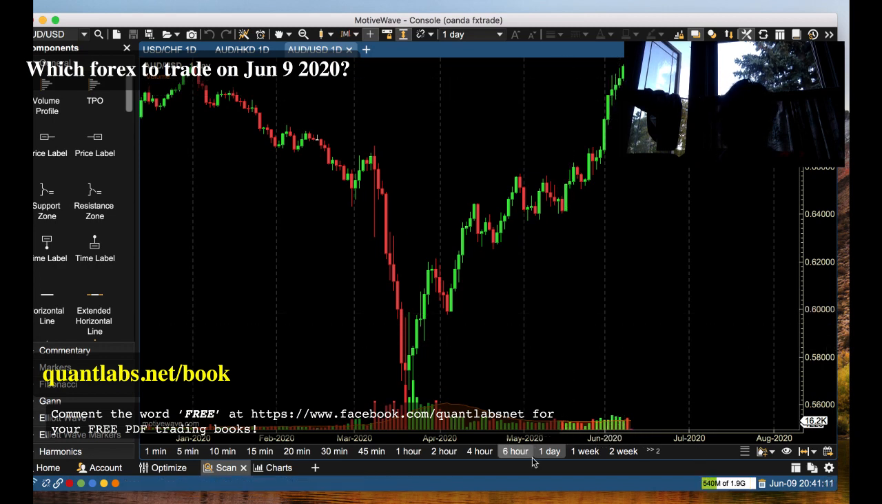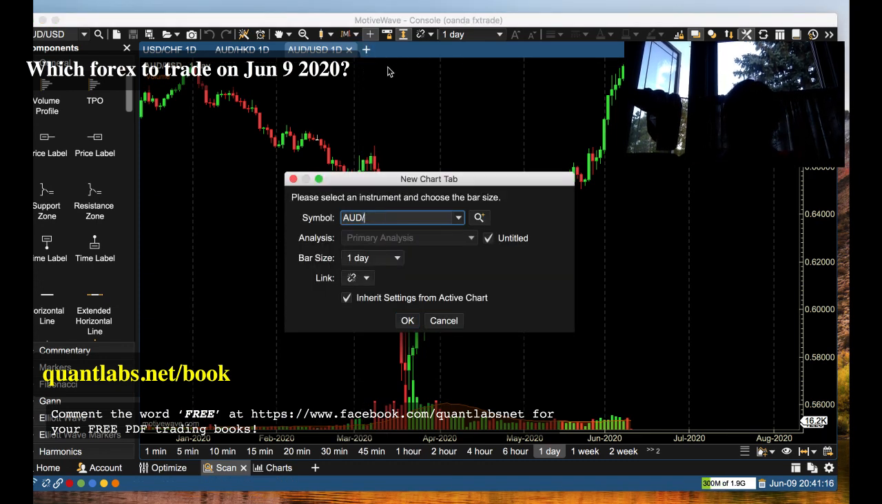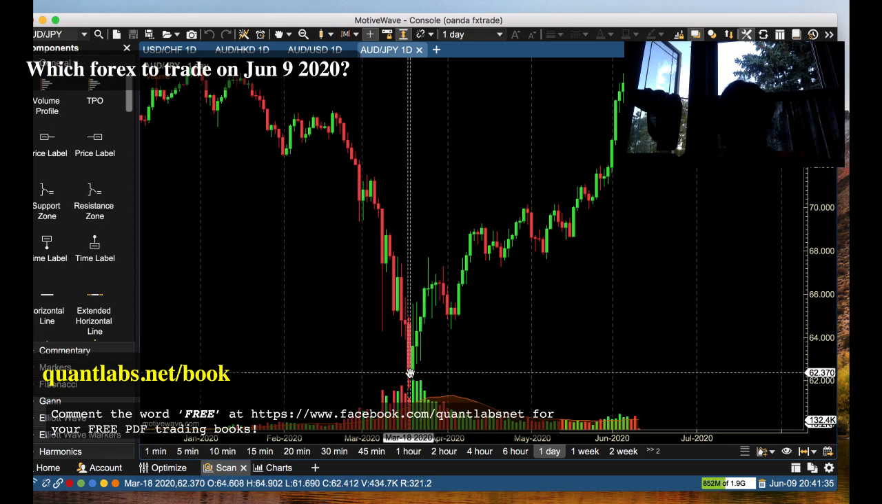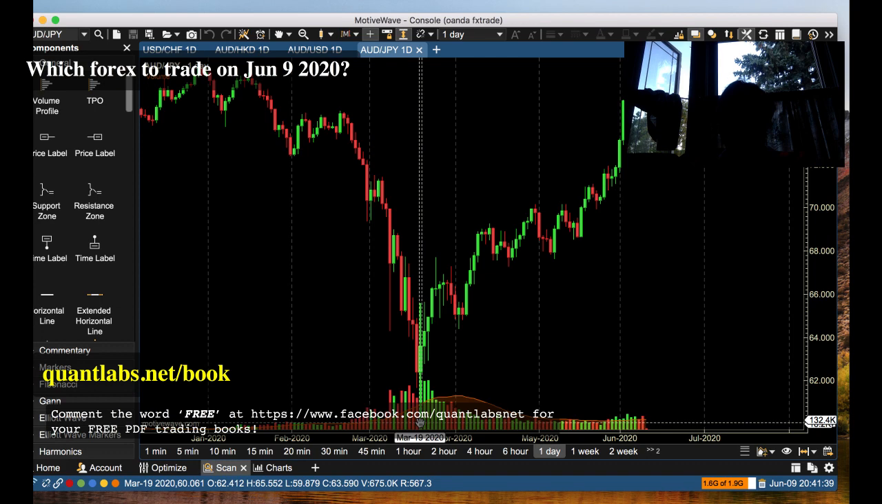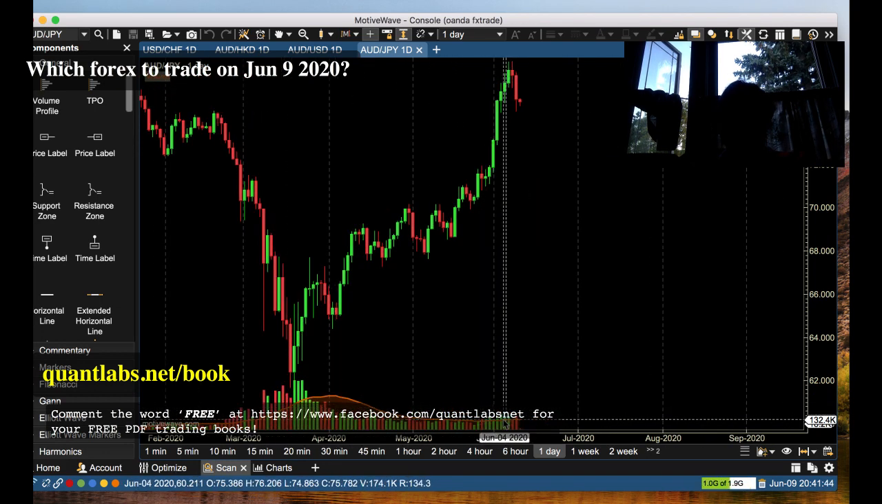Let's check out one more pair. That was Australian against the Japanese yen. So again, great trade, really good. Of course we are missing out on this. You can see the volume build, and then boom, up it goes. So it's petering out here. This might be the volume petering out.